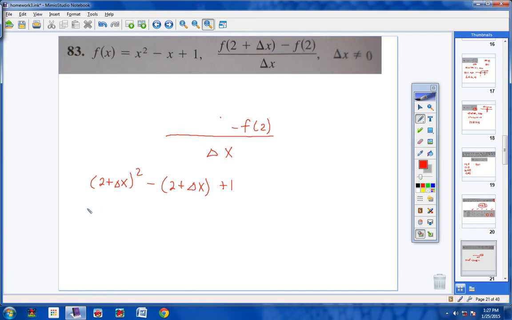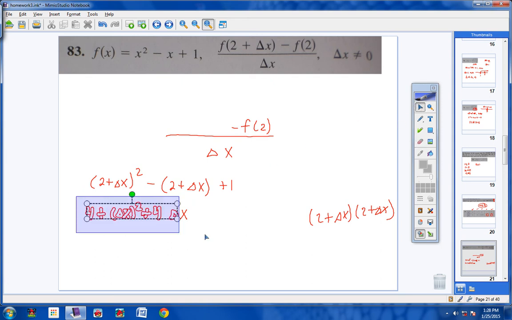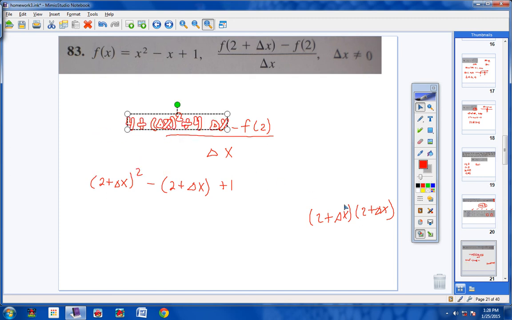Okay, when you square this, you're going to get 4 plus delta x squared, and then plus 4 delta x. Okay, now how I got that was this: 2 plus delta x times 2 plus delta x. Okay, I kind of did it in my head, and hopefully I didn't make a mistake anywhere. Alright? So, where I had f of 2 plus delta x, which was right here, I'm now going to pick this up and put it up there in place of it. So there it is, okay?